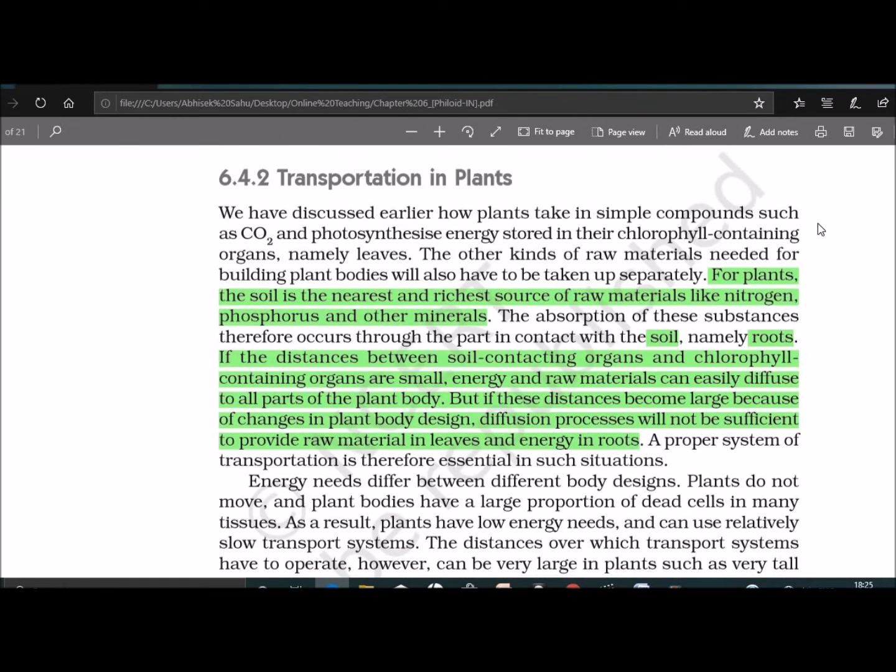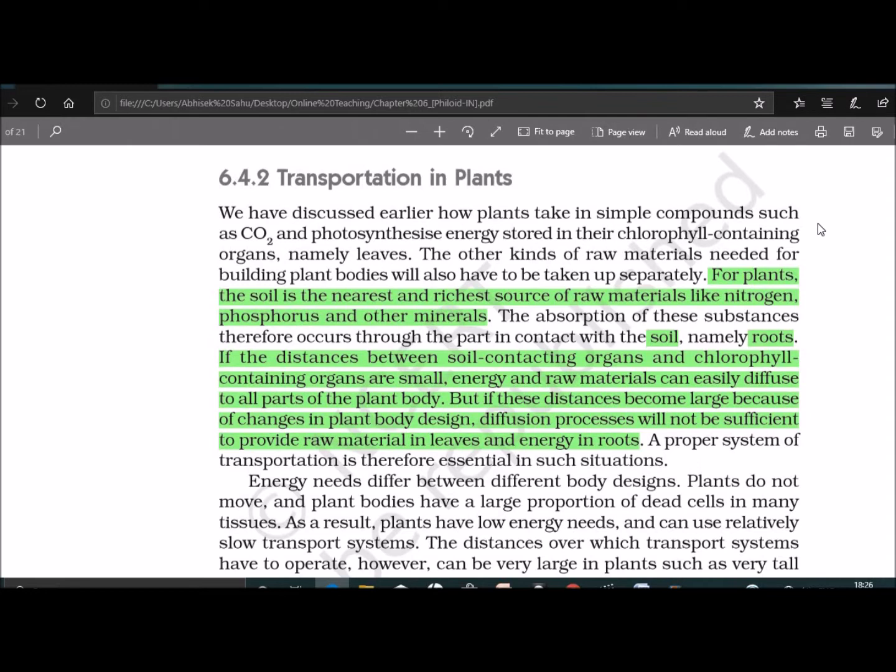Now we will read about transportation in plants. Plants transport various substances like gases, minerals, water, hormones and organic solutes over short distances or longer distances to the entire plant.